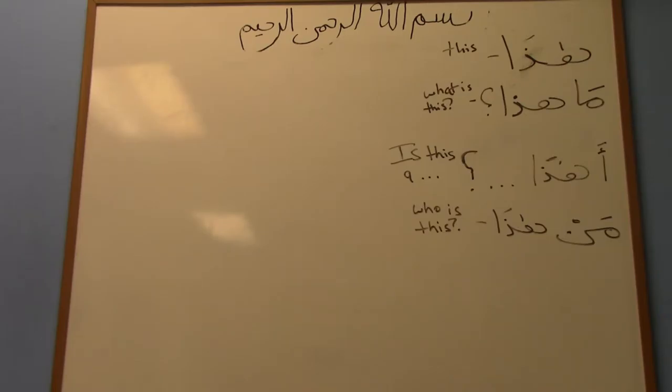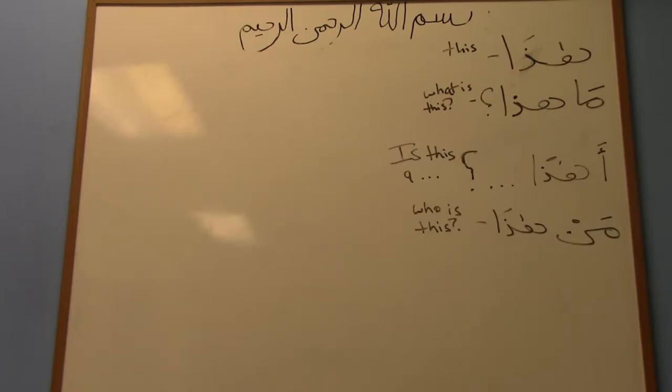وما هذا? And what is this? هذا جمل. This is a camel. All right. Pretty straightforward. We have here أهذا. And we also have the usage of mahadha and manhadha. So right now the author is combining the three things we learned: mahadha, manhadha, and ahadha.